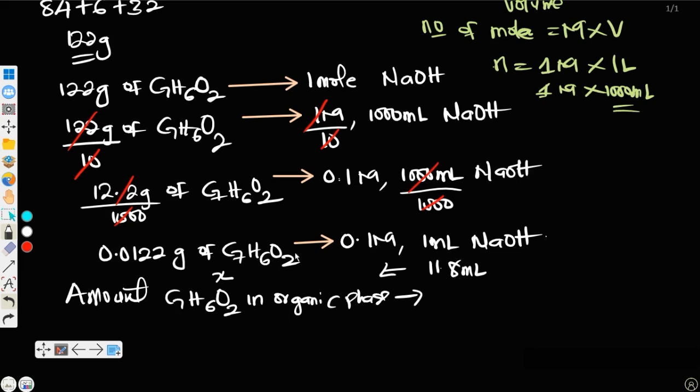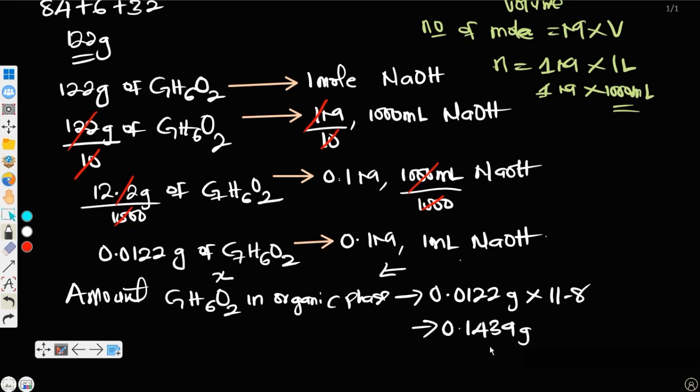True or false? True. So to get the amount of benzoic acid that will react in this 11.8 ml of the sodium hydroxide you are using to standardize it, it will now be 0.0122 gram times 11.8. Ml will cancel ml, and what would that give to us? 0.0122 multiplied by 11.8. That will give us 0.1439 gram. Please take note of it.